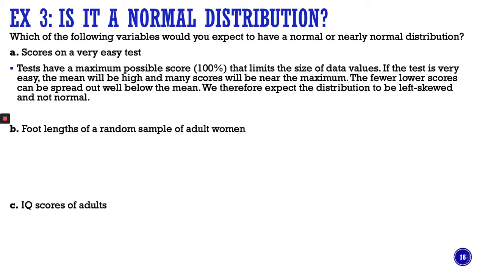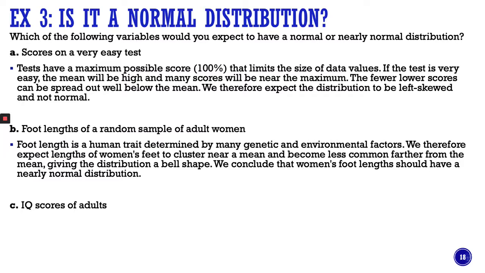Foot lengths of a random sample of adult women. Foot length is a human trait determined by many genetic and environmental factors. We therefore expect lengths of women's feet to cluster near a mean and become less common farther from the mean, giving the distribution a bell shape. We conclude that women's foot lengths should have a nearly normal distribution because you'll probably have a few small ones and a few large ones, but the average will fall somewhere in the middle of the curve.